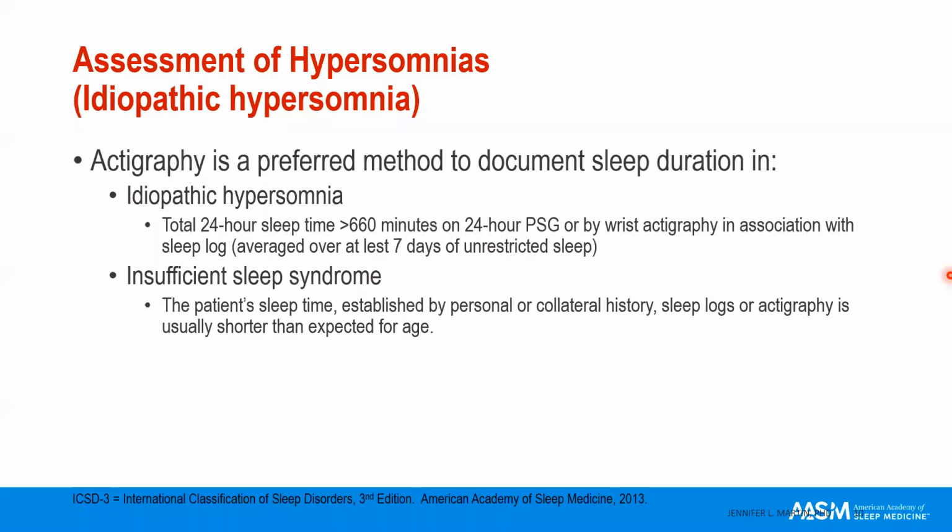Another potentially important use for wrist actigraphy is in quantifying insufficient sleep. So the patient's sleep time established by personal or collateral history, sleep logs or actigraphy is shorter than expected for age. A sleep log can be very useful, but sometimes doesn't tell the whole story. I can think of an example from my own practice where someone said that they went to bed at 10 o'clock and got up at 6, but what they neglected to put on the sleep diary is that from 10 until 2, they were actually in bed with an iPad, watching television and not really sleeping.